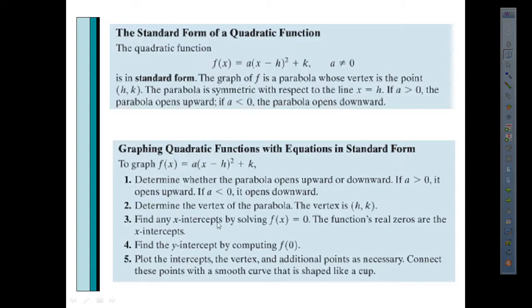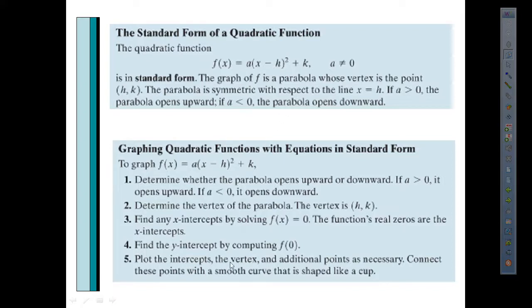All right, find any x-intercepts by solving f of x equals 0. The function's real zeros are the x-intercepts. So you would actually have to do some algebra there and find out when this thing here equals 0. And then you can find the y-intercept by computing f of 0. That means just go in here and plug in a 0 right there. And what's going to happen? You're going to have 0 minus some number. You're going to square that. You're going to multiply it times a, and then you're going to add k.